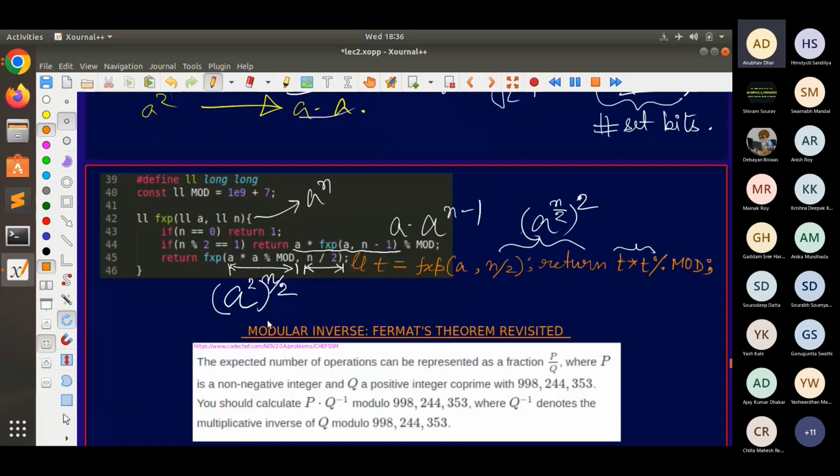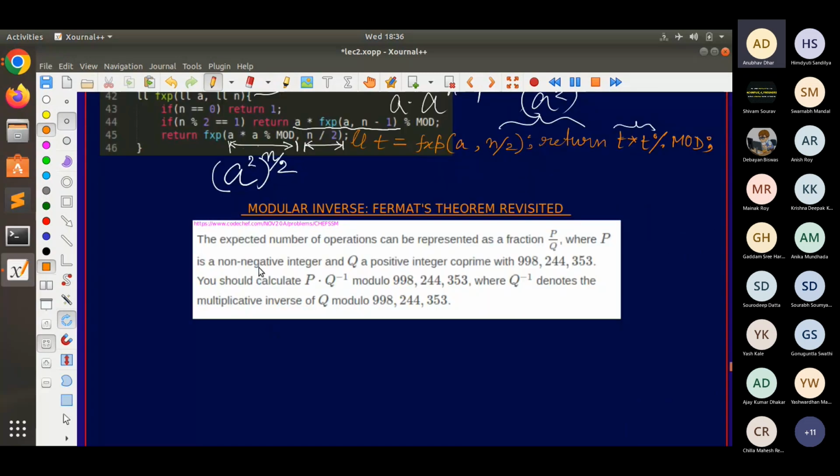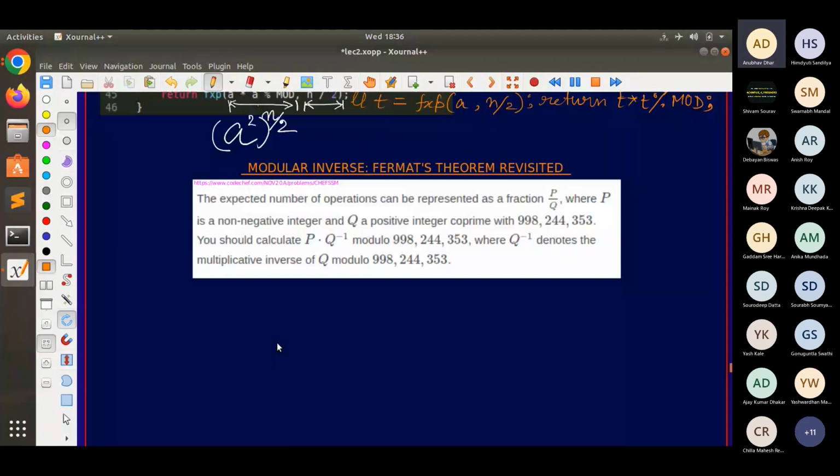Now you can see that there are some other uses of modular inverse. So over here, don't try this problem right now, but I've just included the output format of this problem for you to take a look. Here the answer is indeed a fraction. So this need not be a whole number, but it can be represented as a whole number if you multiply p with the inverse of q modulo this prime.